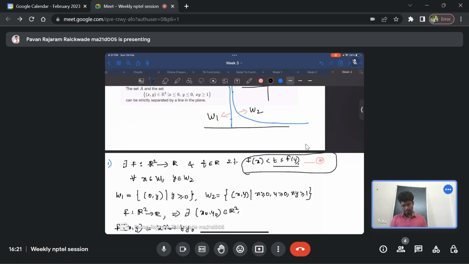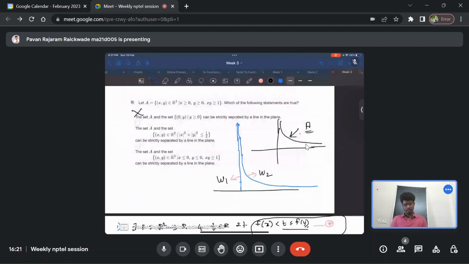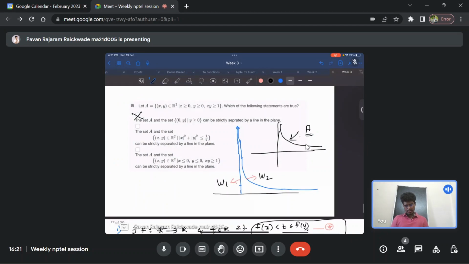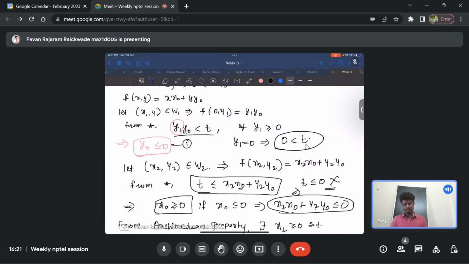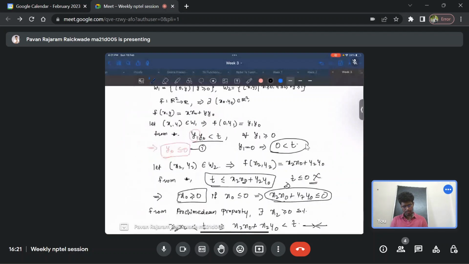Okay, which implies these two curves cannot be separated. A little bit complicated proof, but if you observe it carefully, it's not complicated. We are just finding the conditions on x naught and y naught and then contradicting that these conditions cannot be met.